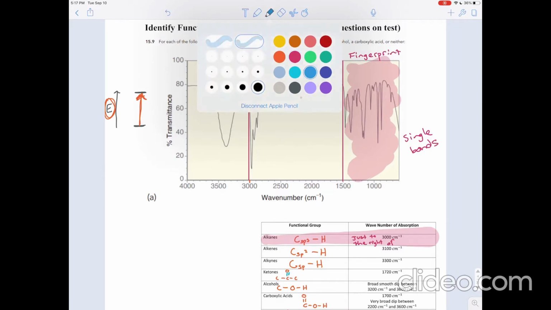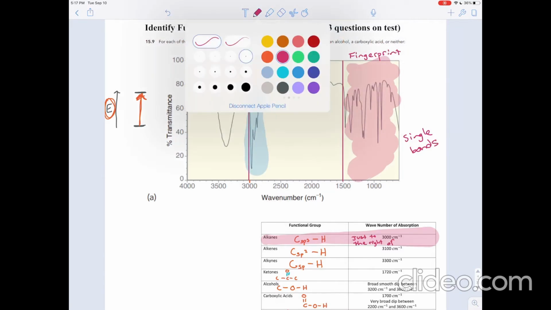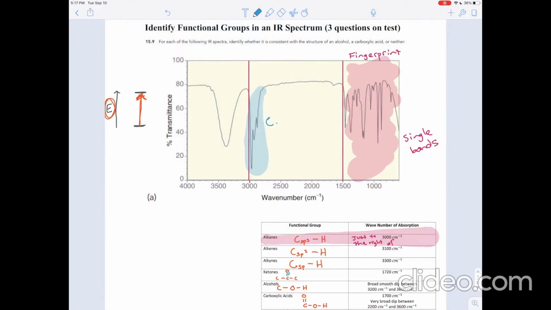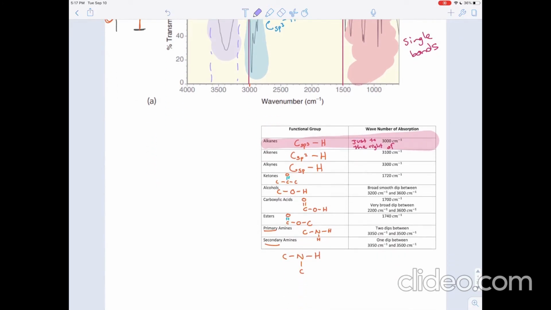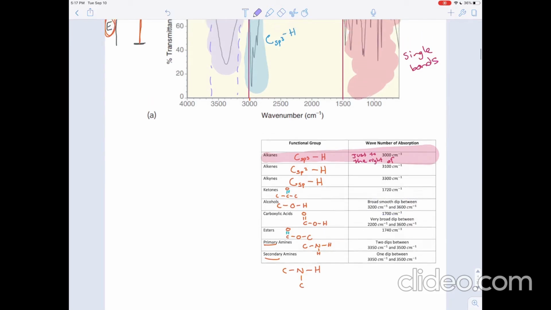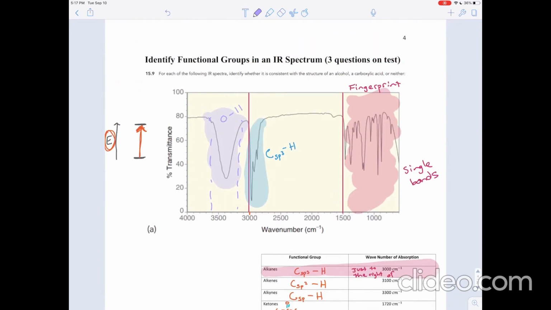This, let me do this in a different color. This is sp3 carbon to hydrogen bond. All right, last but not least, we have a smooth dip between around 3200 and 3600, and that is an alcohol. That broad smooth dip between 3200 and 3600. So this is an OH bond.